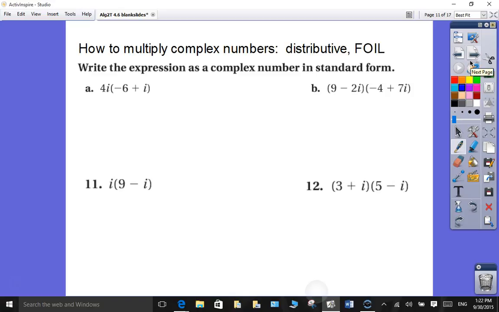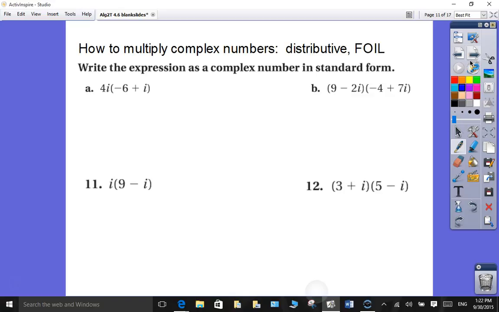Multiply. So when you multiply imaginary numbers, you could either have, well, actually, it could be even simpler than this, but this is an example of one term, monomial times binomial, which means you're going to use distributive property, right? This is an example of a binomial times a binomial, which means you're going to FOIL, okay? Now, I'm going to do this one, and then you'll do that one, and then I'll do this one, and you'll do that one. So let me do the letter A first.